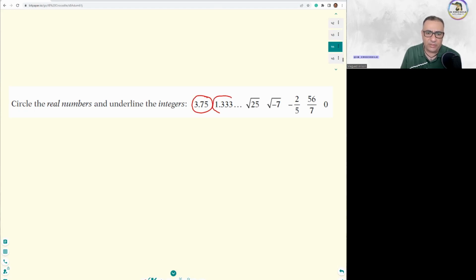1.33, this is recurring, so this is actually a rational number, but rational numbers are real, so it's fine. Square root of 25 is 5, and 5 is an integer, but anyway, integers are part of real numbers, so I can circle that. Root negative 7 is imaginary. I cannot circle it because negative under the square root is complex. Negative 2 over 5, sure, rational or real. 56 over 7, real. Absolutely, 0 is a real number.